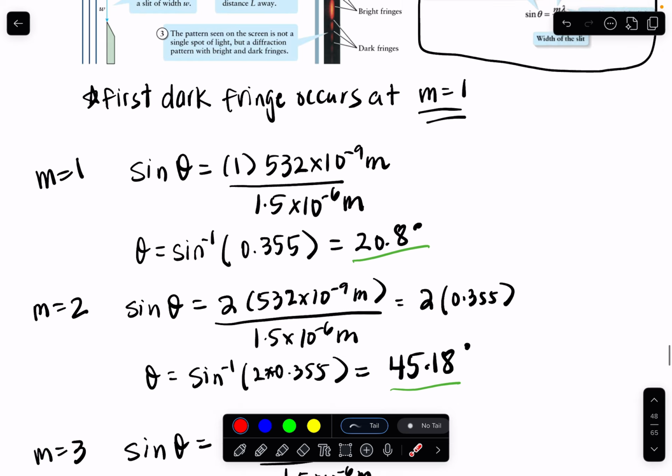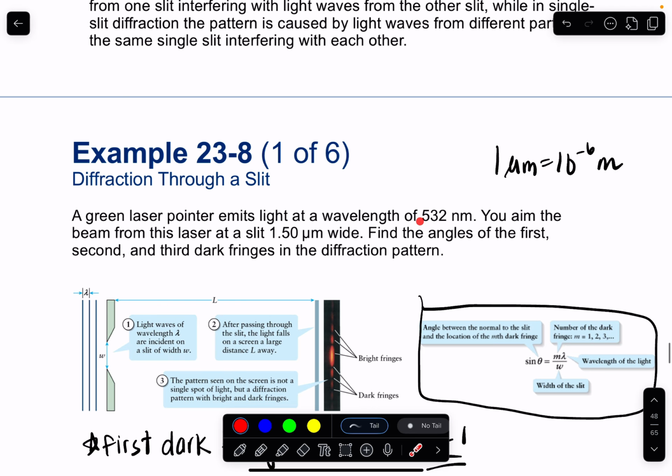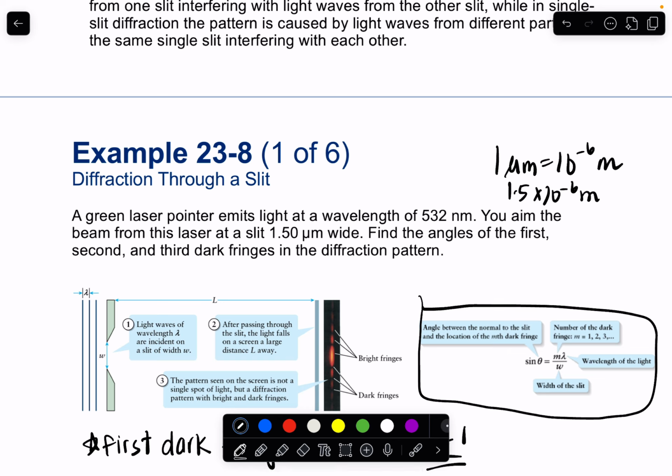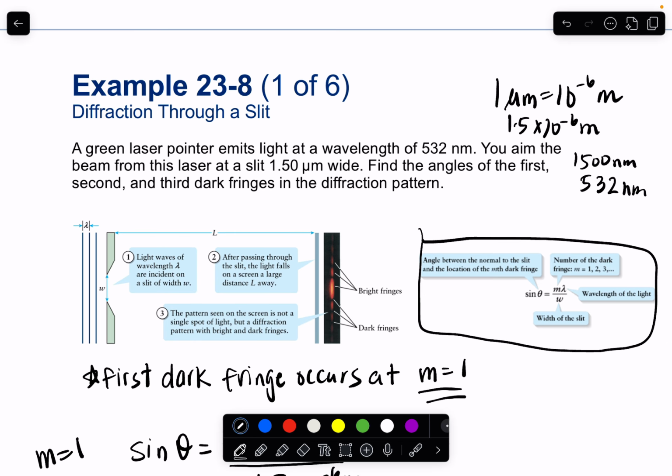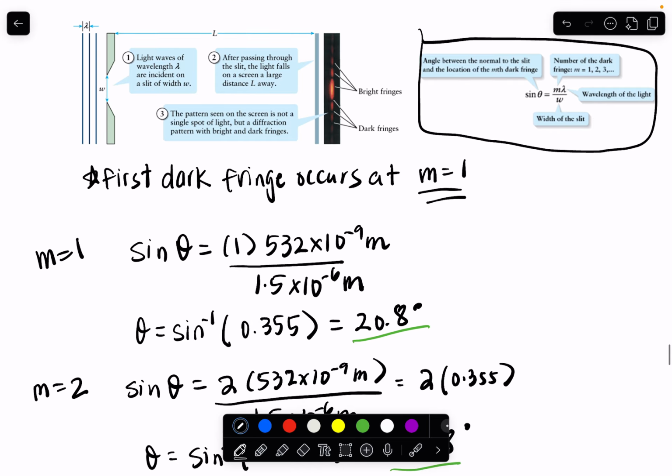So let's compare them, right? Lambda is 532. The slit width is 1.5 times 10 to the minus 6 meters. If we convert that to nanometers, that's 1,500 nanometers, which is a lot bigger than 532, right? So if we want to get more fringes on the screen, we need to have a narrower slit, okay?